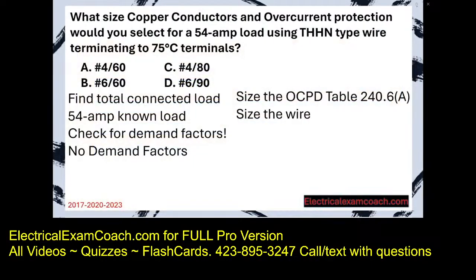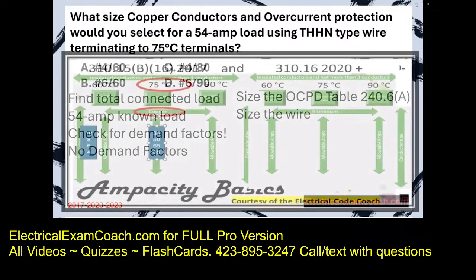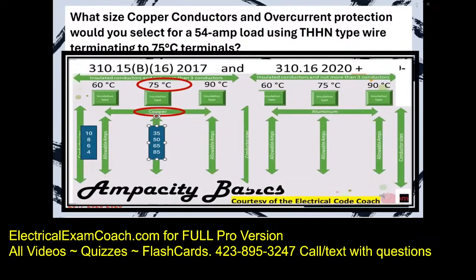We're going to start on the left-hand side and make sure that we're on the copper side because our question asks for copper. And we're in the 75° C column in this case. We're going to slide down and find a wire that covers the known load of 54 amps. And we're going to select a 6-gauge wire on a 60 amp overcurrent device.